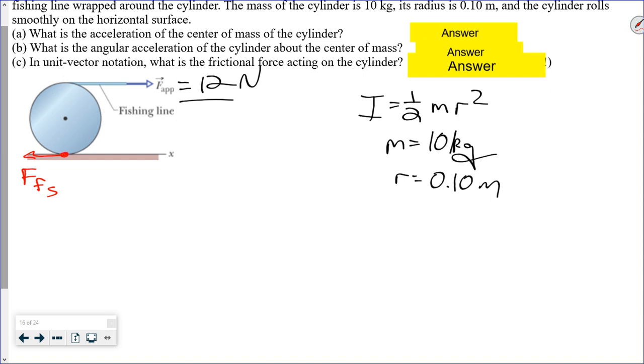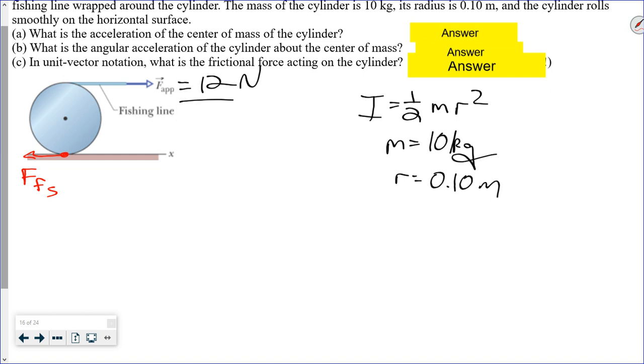I'm going to give away the punchline. It turns out my friction is currently in the wrong direction. But I don't know that yet, because I haven't solved the problem yet. In other words, I'm getting ahead of myself. All right, so let's solve this thing.